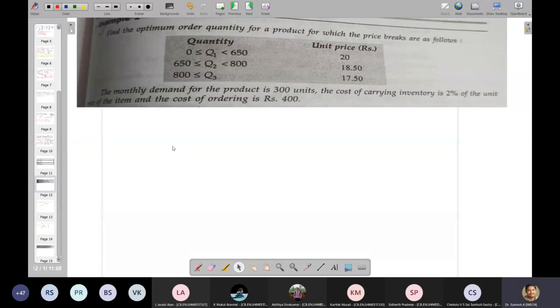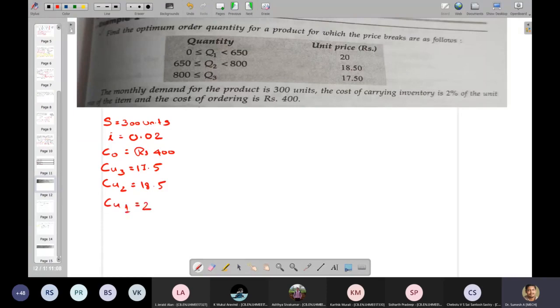So you know what all the things are given. Demand S is 300 units. I is given, I is 2%, so 0.02. And the ordering cost CO is rupees 400. And CU is given: CU3 is 17.5, CU2 is 18.5 and CU1 is 20.